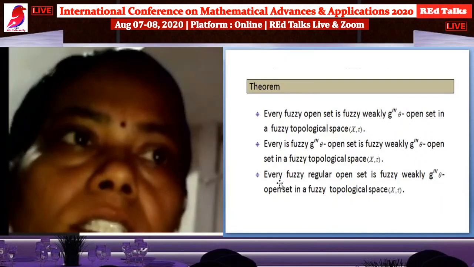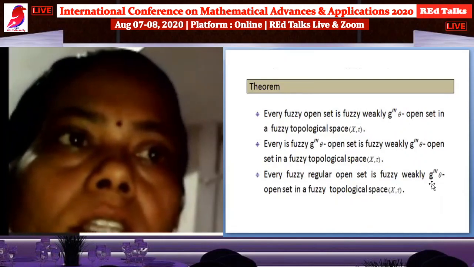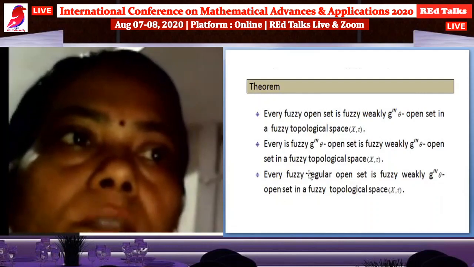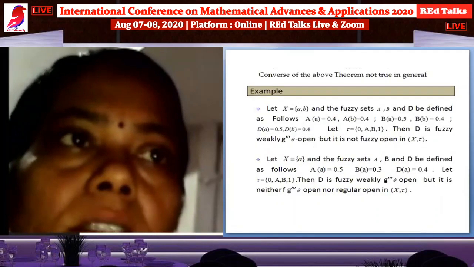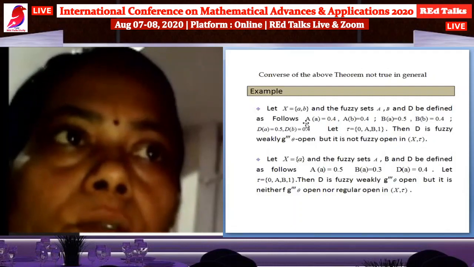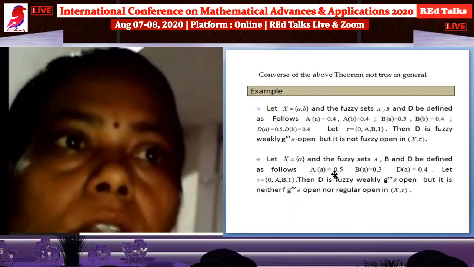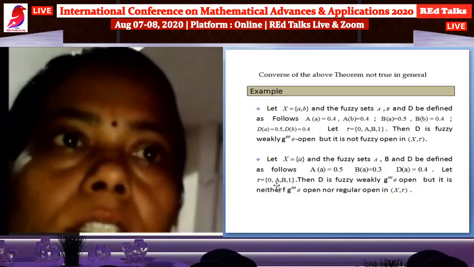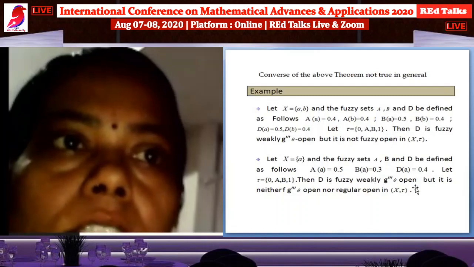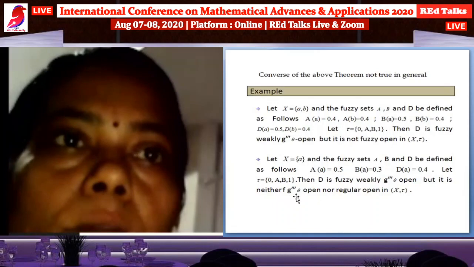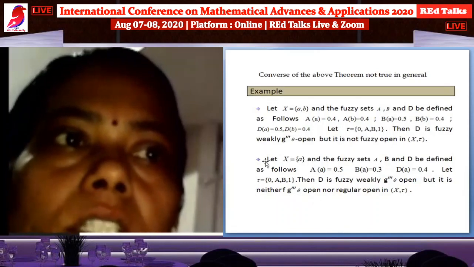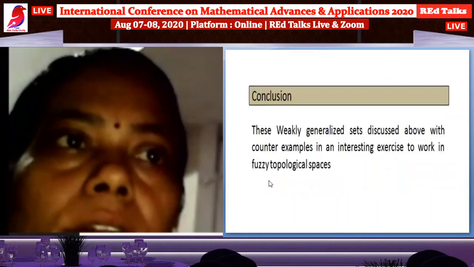Every fuzzy open set is a fuzzy weakly theta G triple dash open set in a fuzzy topological space. Every fuzzy G triple dash theta open set is a fuzzy weakly G triple dash theta open set in a topological space. And every regular open set is a fuzzy weakly G triple dash theta open set in a fuzzy topological space. The converses of these are not true, but it is neither fuzzy G triple dash theta open nor regular open.